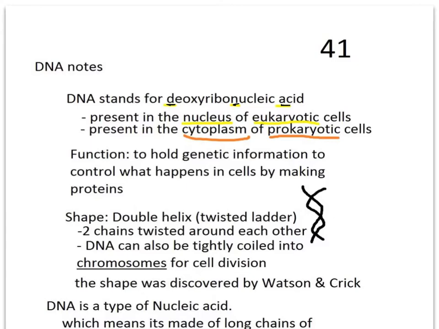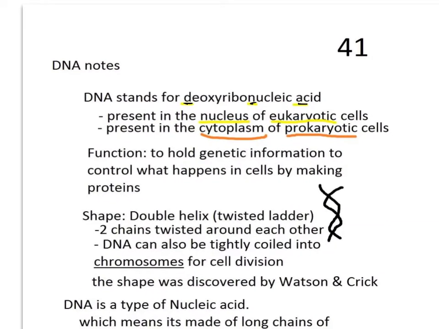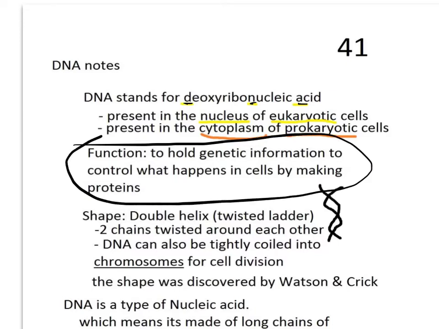Alright, so its function, very big here. Its function is to hold on to genetic information and control what happens in the cell by making proteins. Again, your keywords are hold genetic information, control, and make proteins. Big key here. That's the whole point of DNA, is that it codes for proteins. It gives the instructions on how to make proteins. Proteins carry out all living functions in your body.